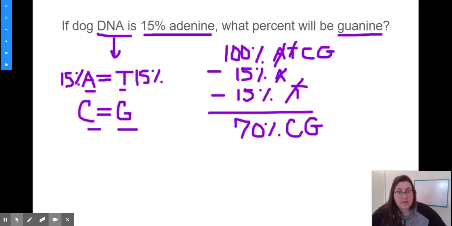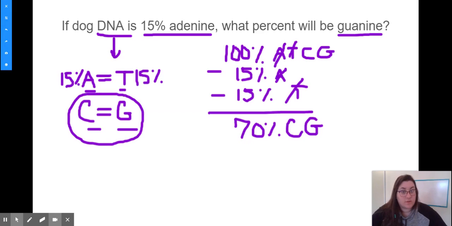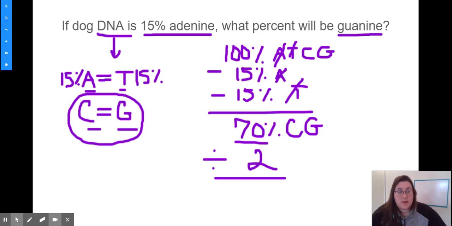Well, I know that cytosine and guanine are going to be equal to each other. That's what this math equation over here tells me. So that means that 70% I have to split up equally between my C's and my G's. All I have to do is divide my 70 by 2 to get each one of these values. So that means 35% of my DNA is going to be cytosine and 35% is going to be guanine.